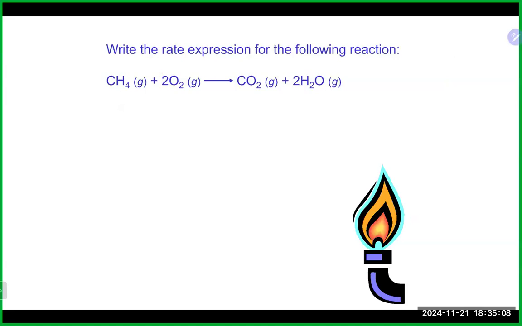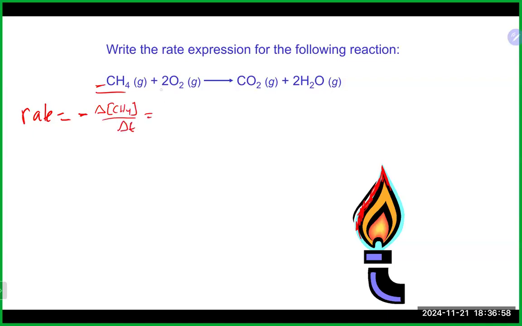All right, so why don't you write the rate expression for this reaction and see what you come up with. All right, so let's take a look. We'll start with the rate is equal to our first reactant. We do need a negative because it is a reactant. The coefficient here is 1, so that's basically 1 over 1, which means we don't really need to write it. The change in the concentration of CH4 over the change in time.